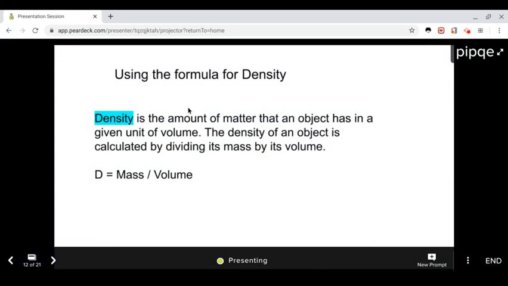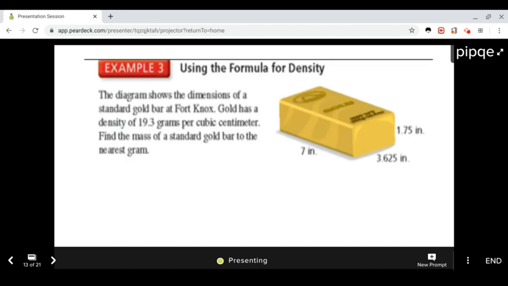Okay, so now we're moving on to using the formula for density. Density is the amount of matter that an object has in a given unit of volume. The density of an object is calculated by dividing its mass by its volume. If you remember from your physics class in high school, or maybe it's something you already know, it would be D equals M over V. That's how I remembered it. So it's density equals mass over volume.